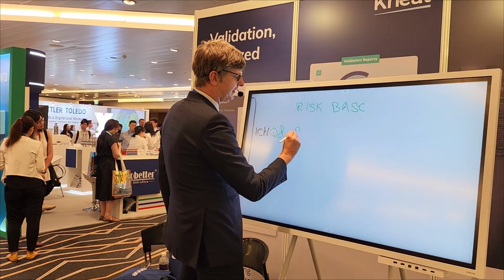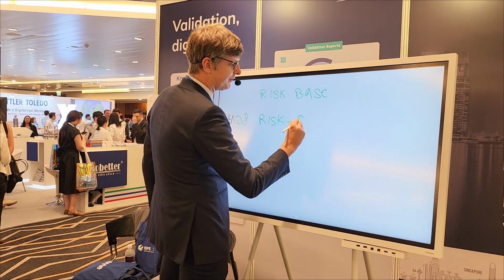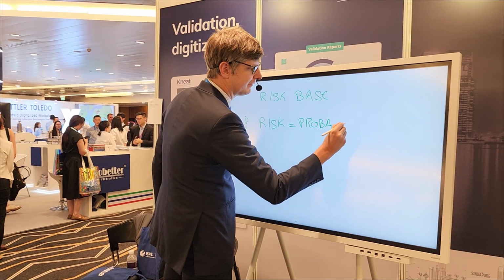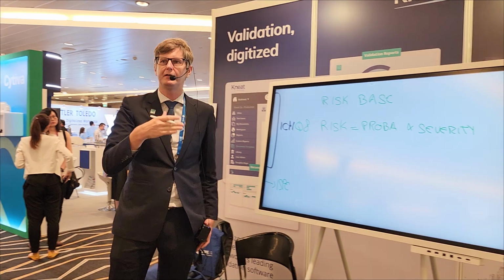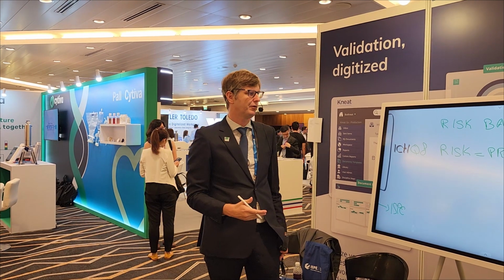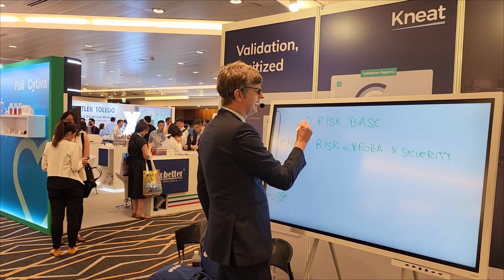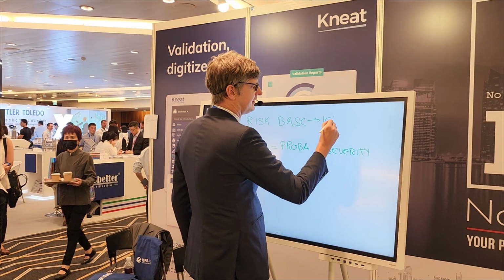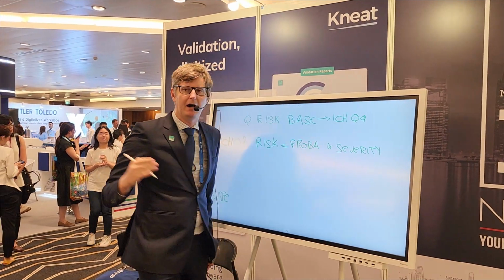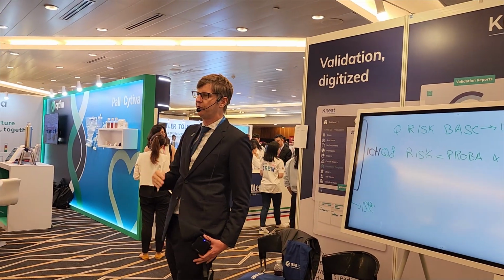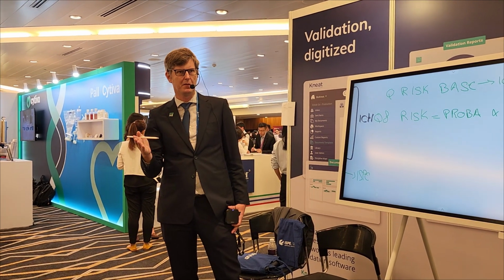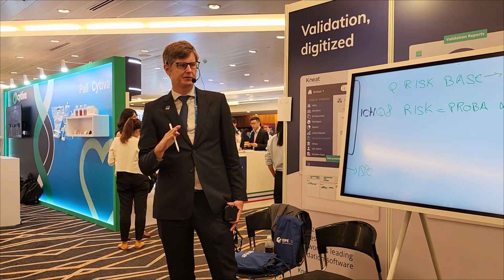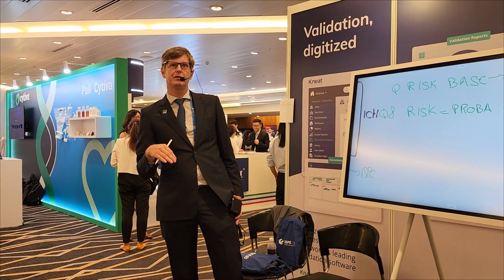So the definition of risk is simply the probability times the severity. Okay, what is the probability of the harm to the patient times the severity, if that happens, how the patient will be affected. And the quality risk management is defined in that ICH Q9, right? ICH Q9 has been on the market for the last 15 years. I think it came in 2007, 2009 was the period it came, but they came with a new revision this year.